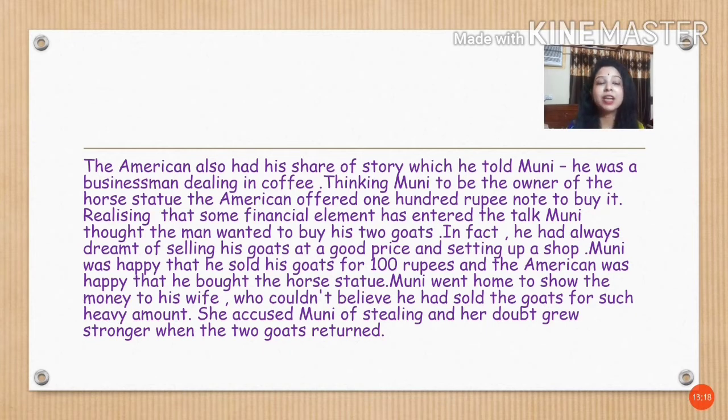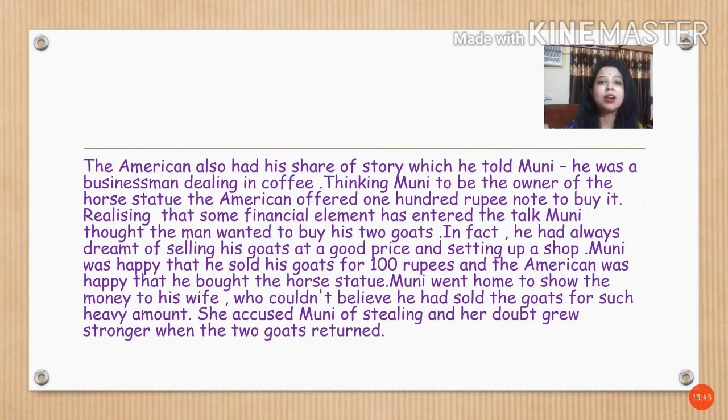Realizing that some financial element had entered the talk, Mooney thought the man wanted to buy his 2 goats. So obviously there was a miscommunication going on between the two, as they did not understand each other, and that is why they misunderstood each other. The American thought he was the owner of the statue, and Mooney thought that maybe he was giving him money to buy his 2 goats.